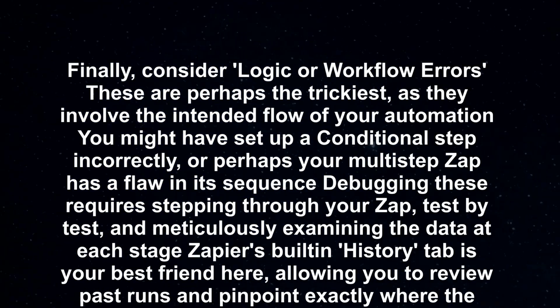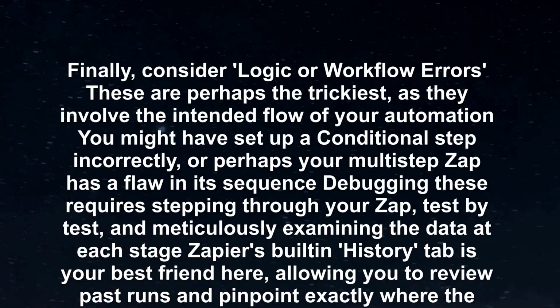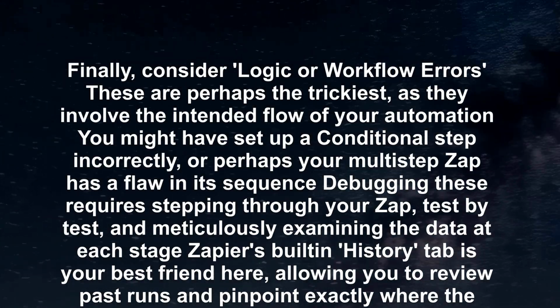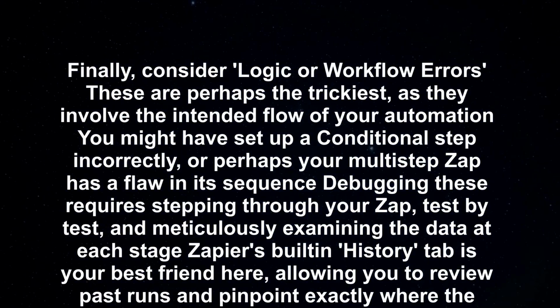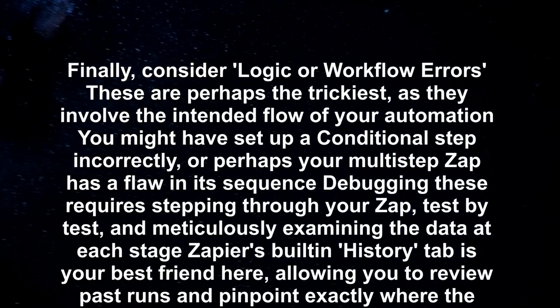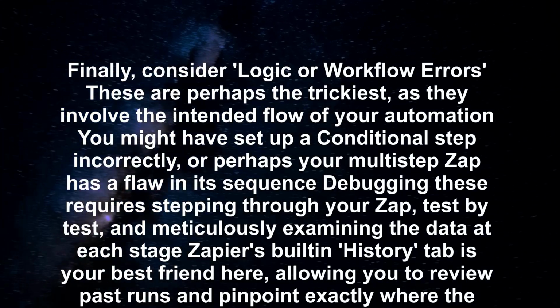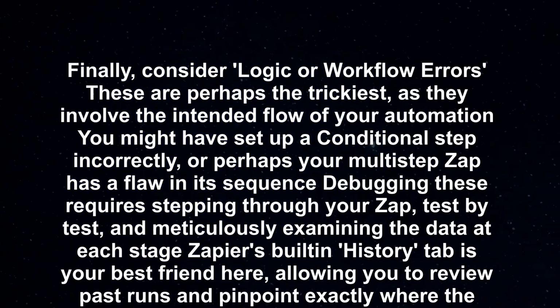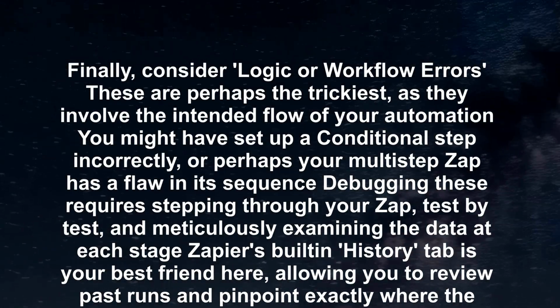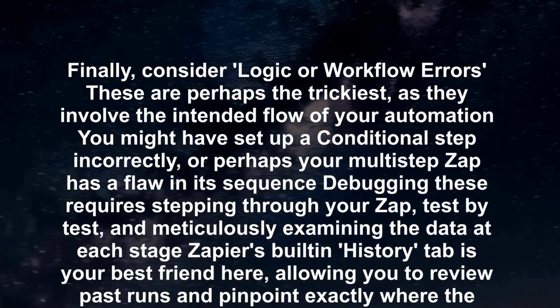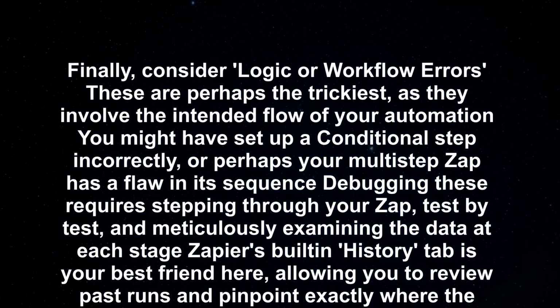Finally, consider logic or workflow errors. These are perhaps the trickiest, as they involve the intended flow of your automation. You might have set up a conditional step incorrectly, or perhaps your multi-step Zap has a flaw in its sequence. Debugging these requires stepping through your Zap, test by test, and meticulously examining the data at each stage. Zapier's built-in history tab is your best friend here, allowing you to review past runs and pinpoint exactly where the logic went astray.